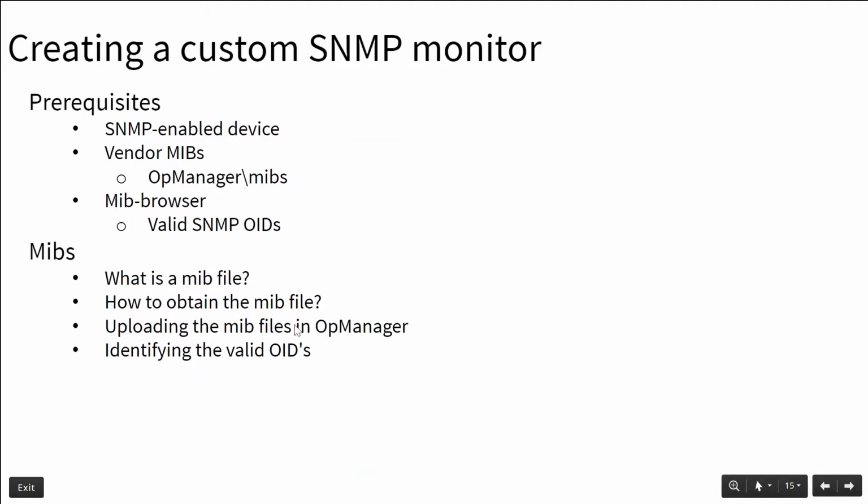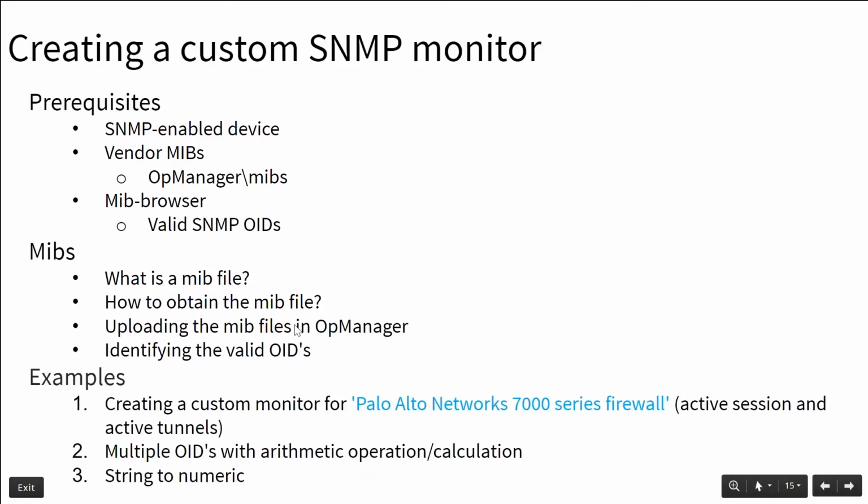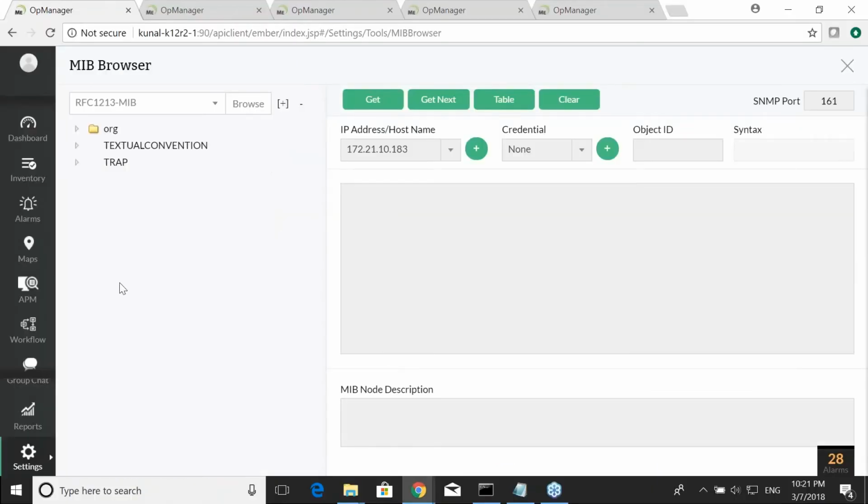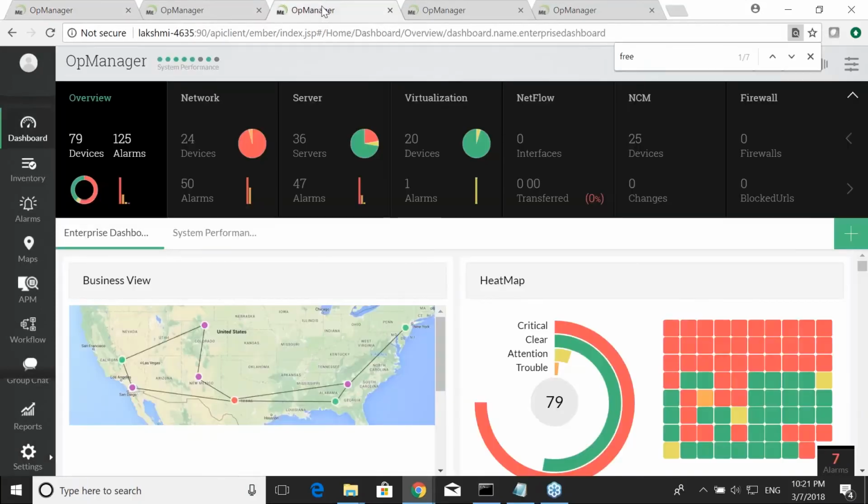And identifying the valid OIDs, let me explain that with an example. Number one, creating a custom monitor for a Palo Alto Networks 7000 series firewall. And I've been asked to create a custom SNMP monitor for active sessions and active tunnels. So let me show you how you can do this.